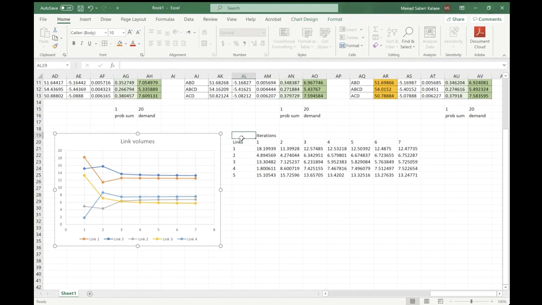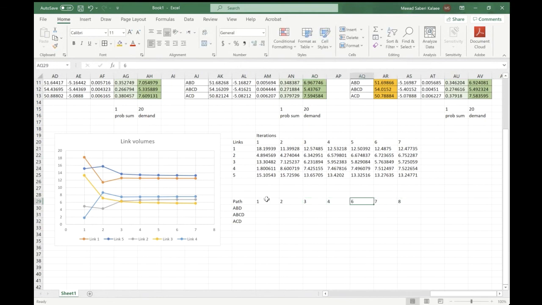I can actually do the exact same thing with the path travel times. So path 1, let me call this ABD, and let's compare how path travel times are fluctuating. Are they converging? Are they following the same convergence pattern as link volumes or not? 1, 2, 3, 4, 5, 6, 7.